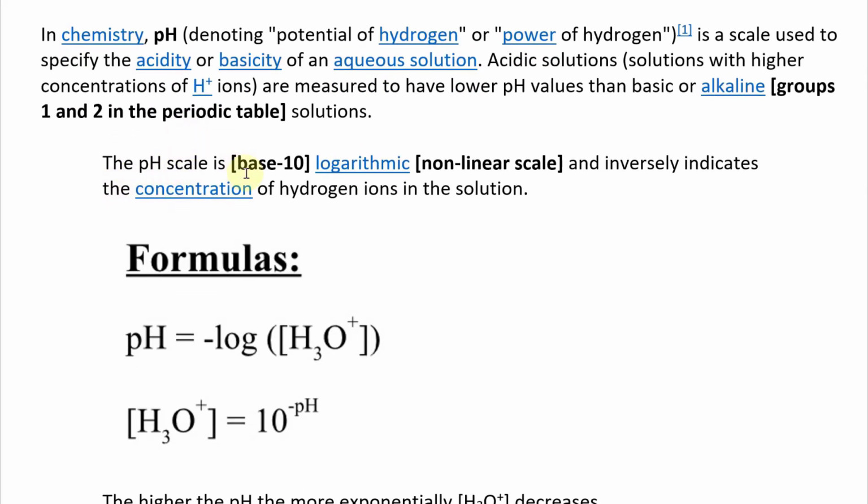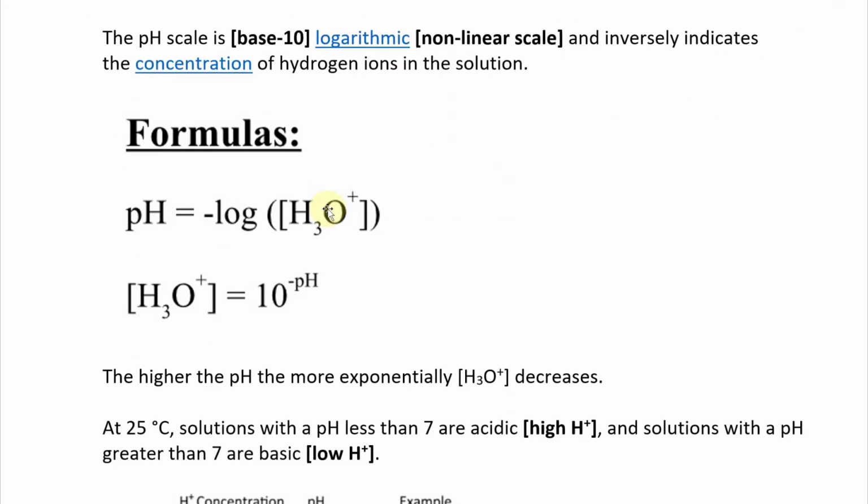The pH scale is base 10 logarithmic, which is a non-linear scale, and inversely indicates the concentration of hydrogen ions in the solution. So the bigger the number, the lower the hydrogen ions. The smaller the number, the more of it. The formula is pH equals the negative log of the hydronium ion concentration, H3O plus. If you take 10 to the power of everything, it means the same thing: 10 to the power of negative pH is equal to the concentration.